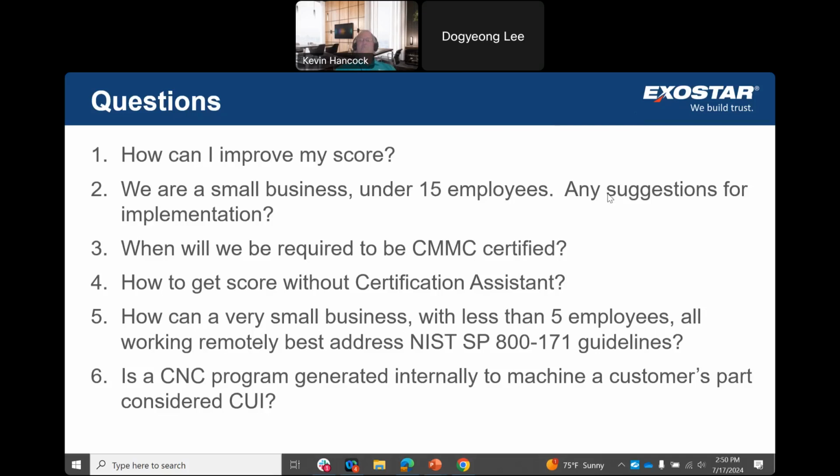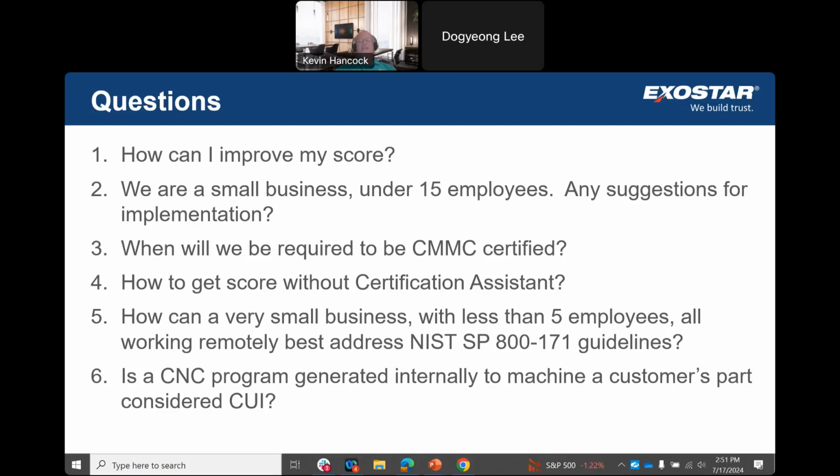How can a very small business with fewer than 5 employees, all working remotely, best address this? This is very similar to number 2. Really the best way to do that with small, remote organizations is to utilize as much as you can from cloud solution providers that are FedRAMP Moderate or FedRAMP Moderate equivalent, which provide you that one-stop shop. You may want to engage with a third-party organization to do an overall assessment as well.